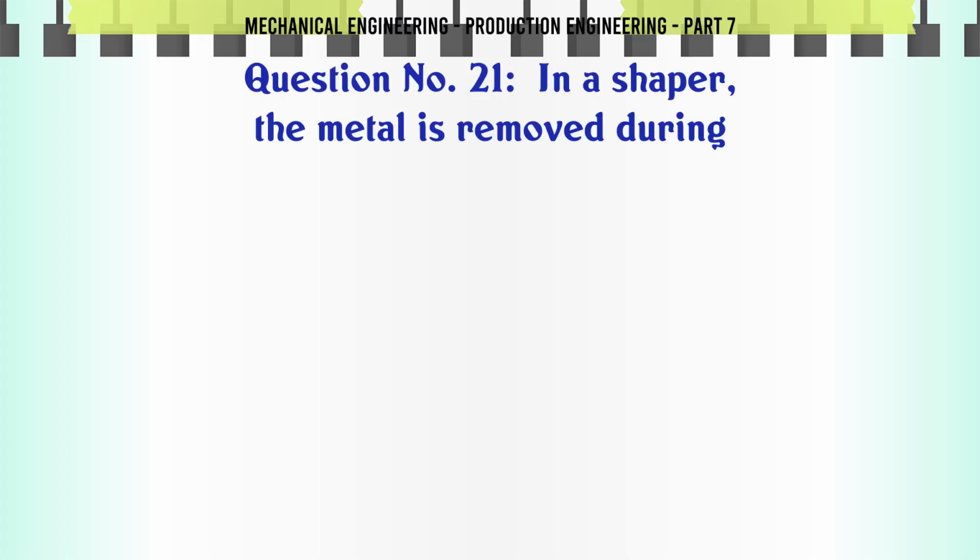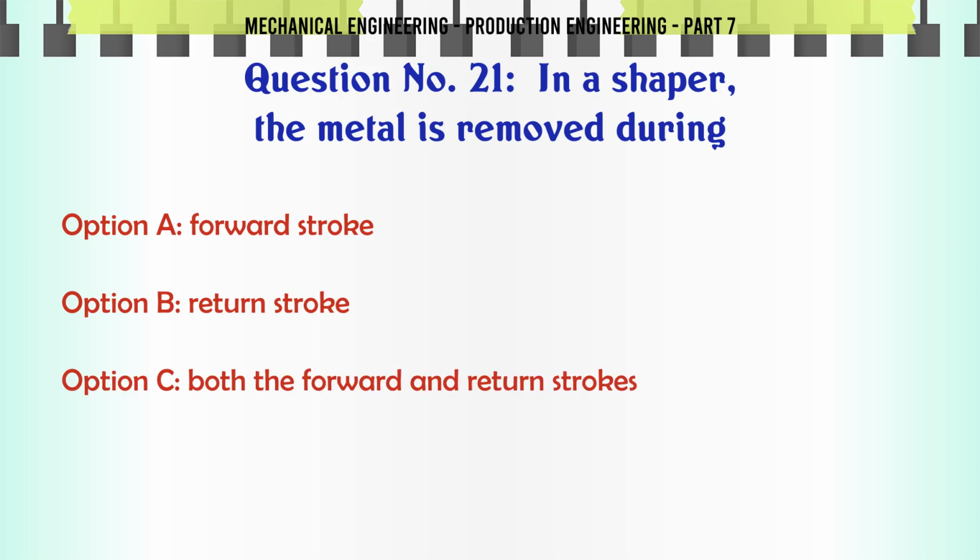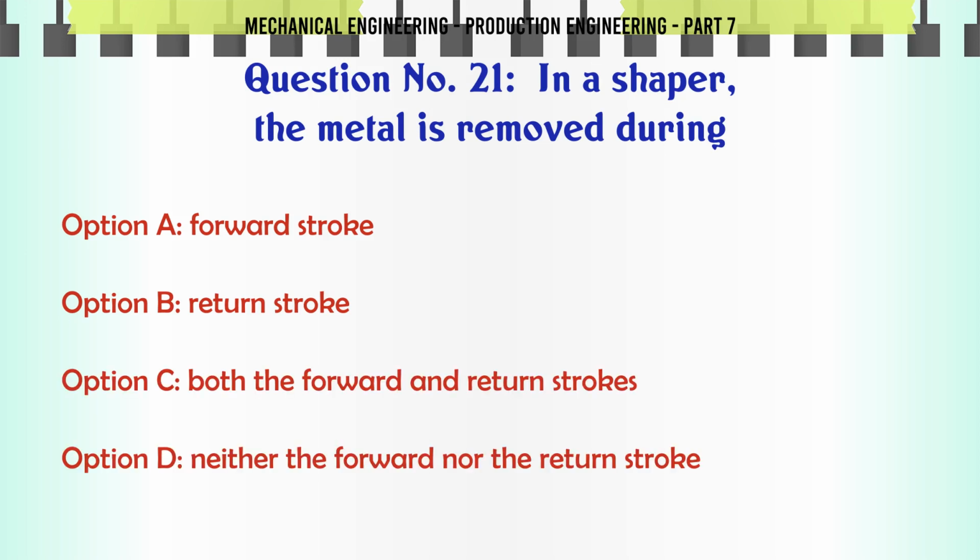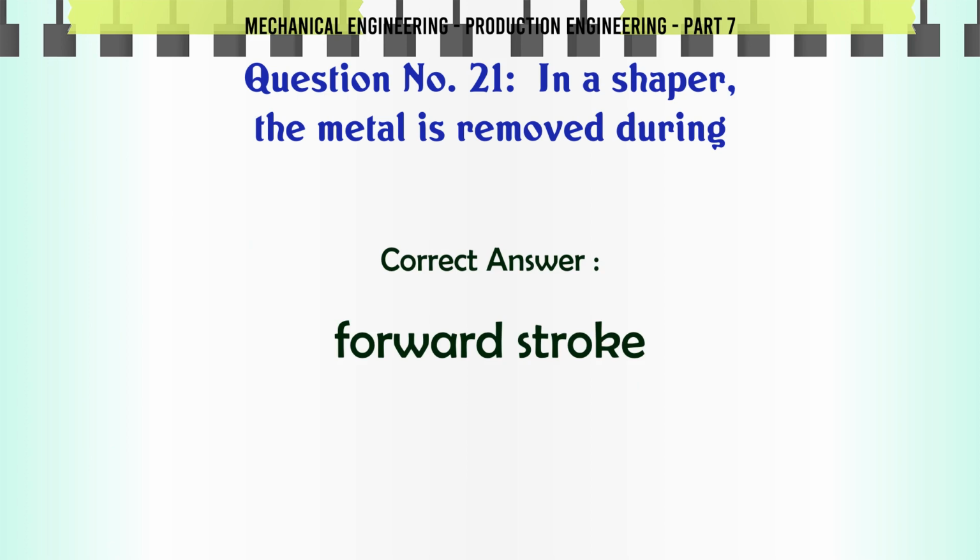In a shaper, the metal is removed during A) forward stroke, B) return stroke, C) both the forward and return strokes, D) neither the forward nor the return stroke. The correct answer is forward stroke.